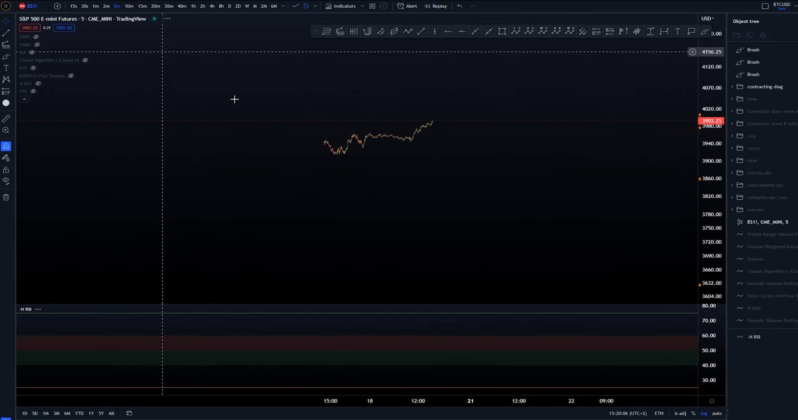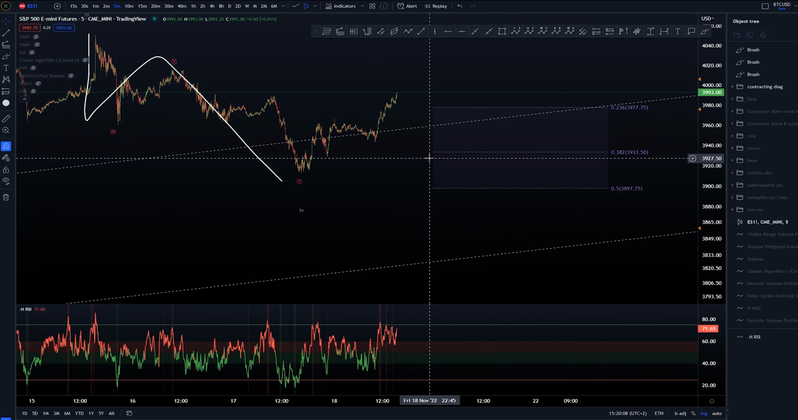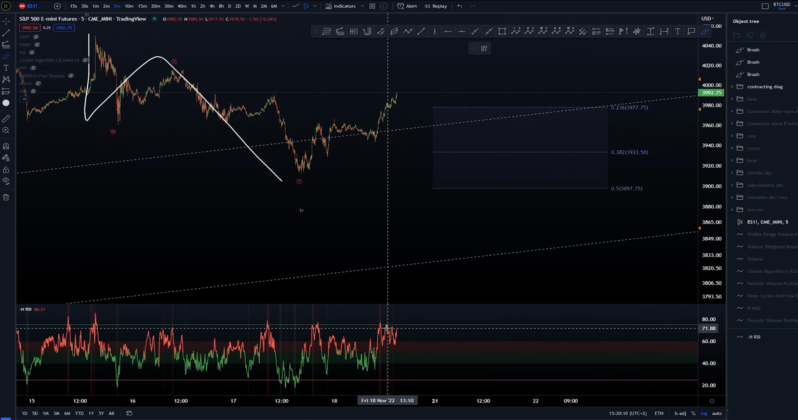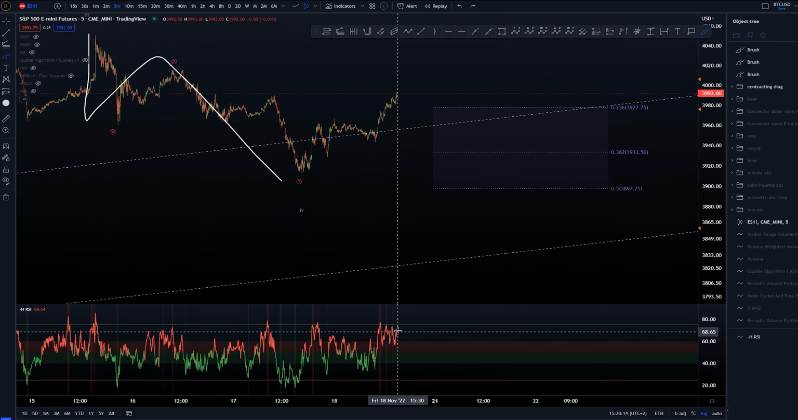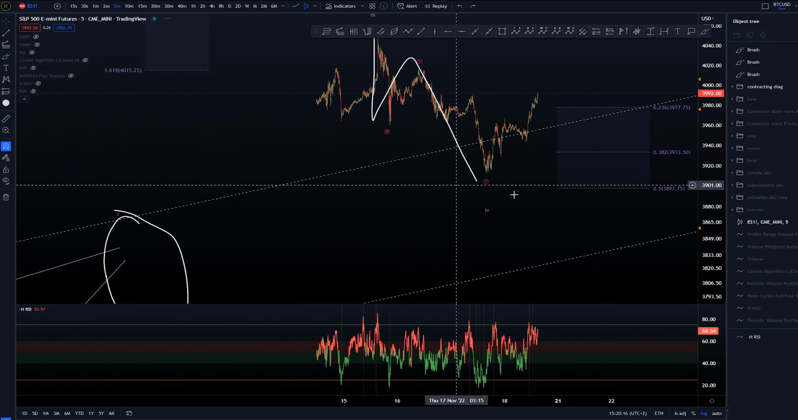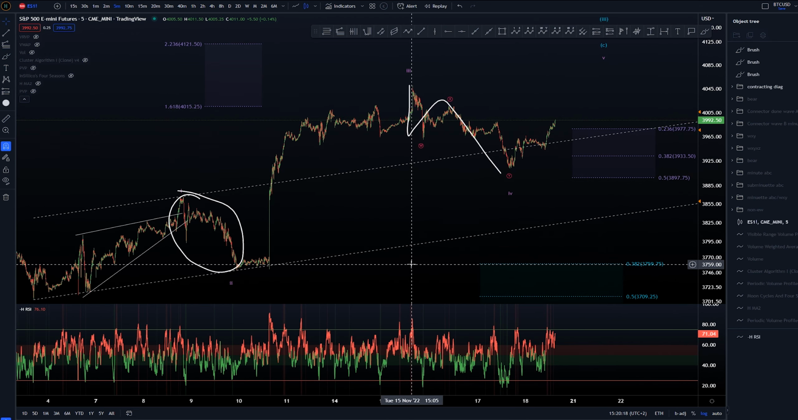Most likely I'm looking for some kind of new lows here, unless we are breaking, of course, this trend line here on RSI, and then we definitely can be going up higher. But yeah, that is pretty much everything I wanted to share today.